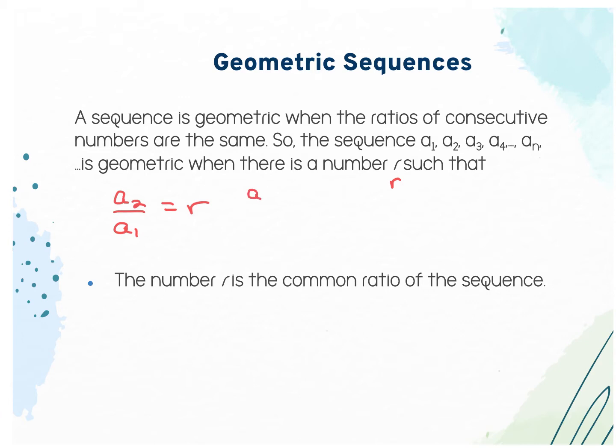Again, you have to take the term that's to the right of the term you're dividing. So 4 divided by 3 would give you the common ratio, or 3 divided by 2. Just take the term to the right, divide it by the term on the left, and that will give you your common ratio. We're going to be using an r in this formula instead of a d.